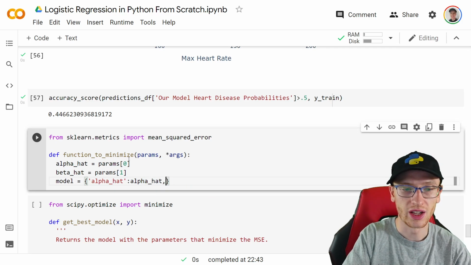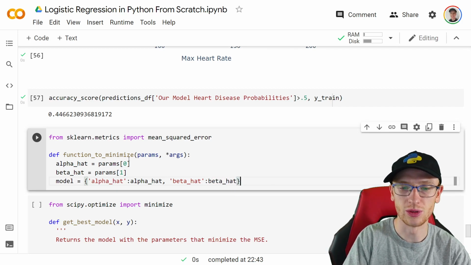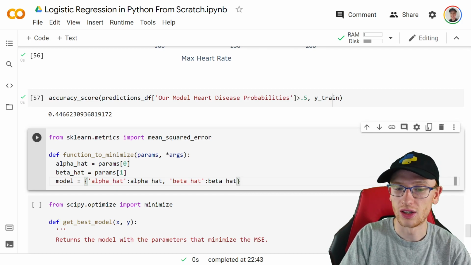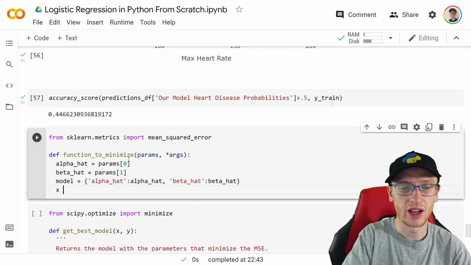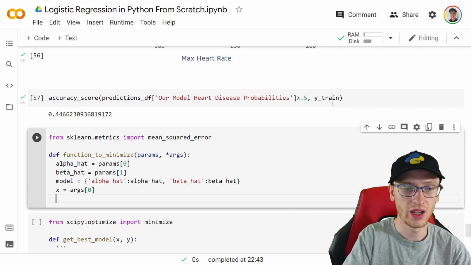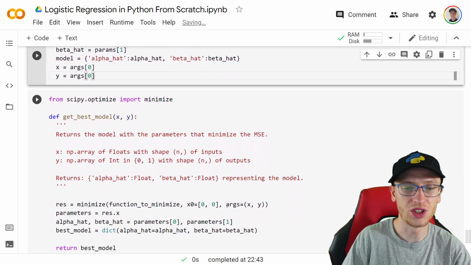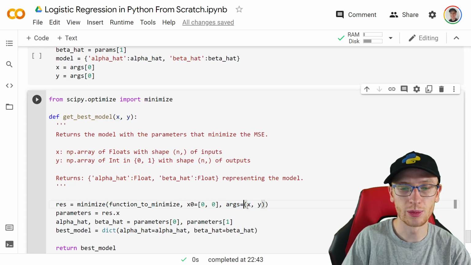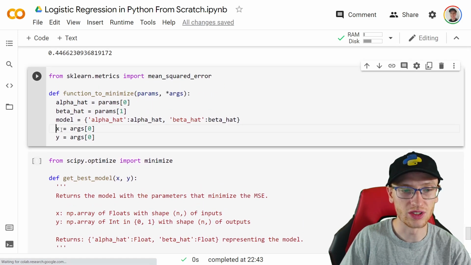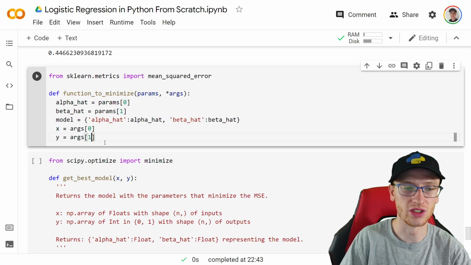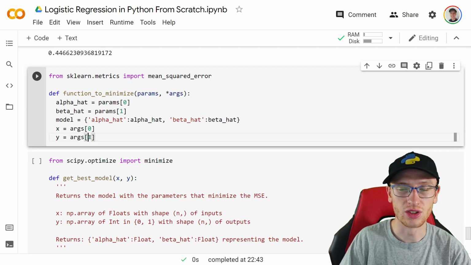Alpha hat is alpha hat, and I'll set beta hat. I realize I switch between these dictionary syntaxes a lot, which is probably kind of confusing, but at least we're used to both. They do the same thing. Alpha hat, now alpha hat, beta hat, and we'll set x equal to args sub 0, and y equal to args sub 1. Okay, so at least you can probably appreciate that we sent args off as this tuple of x, y, and we're extracting out here x is args 0 and y is args 1. This is our inputs, this is our outputs.